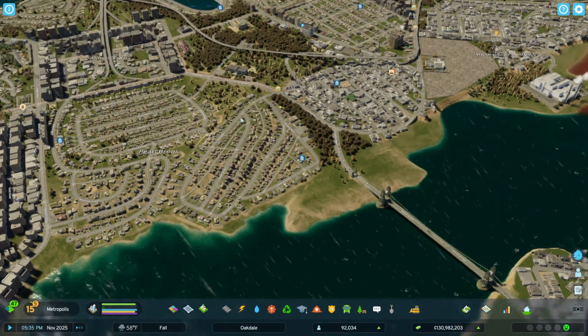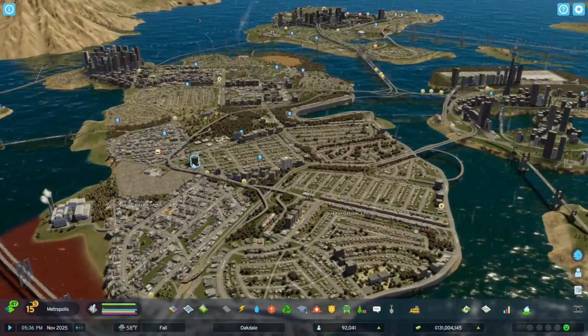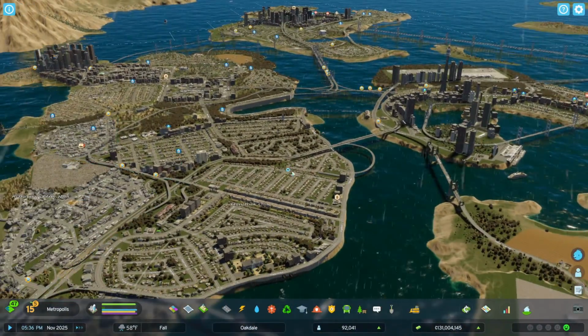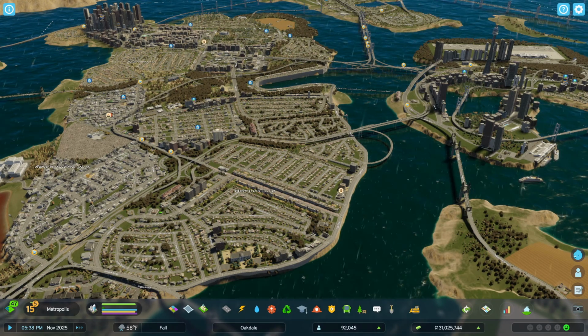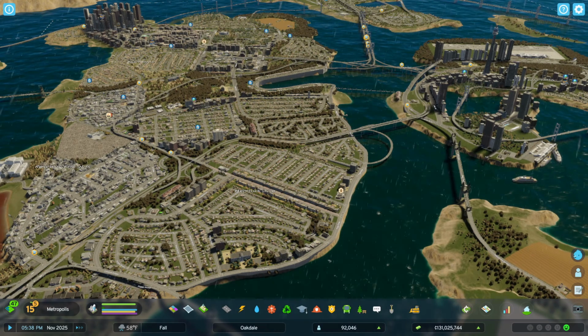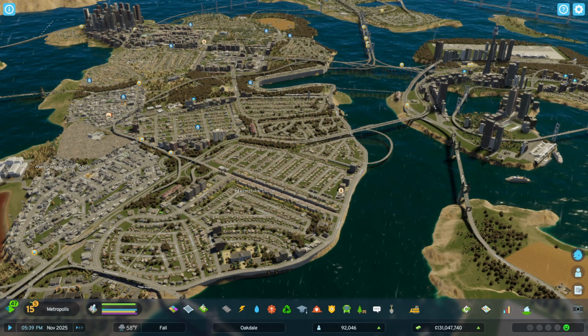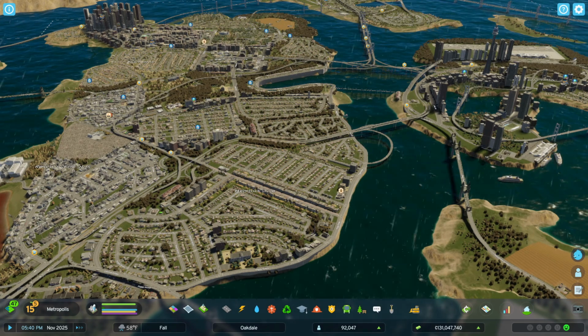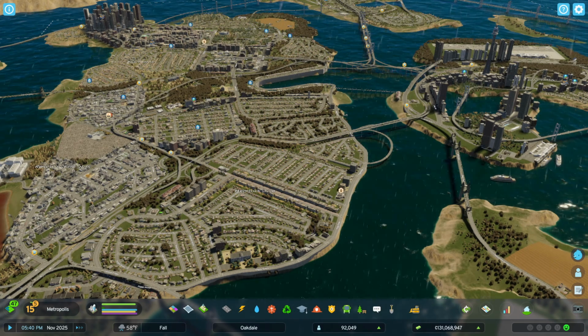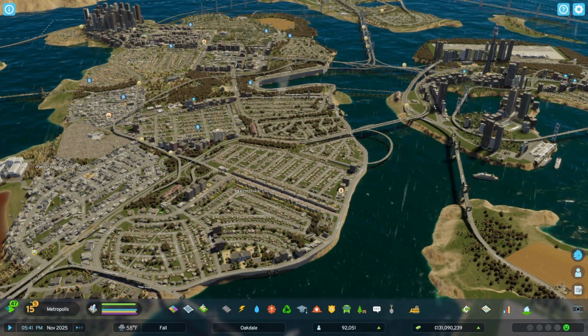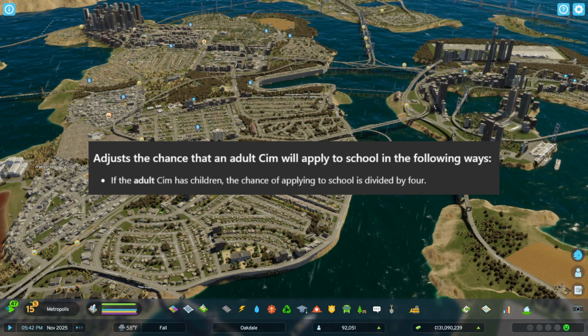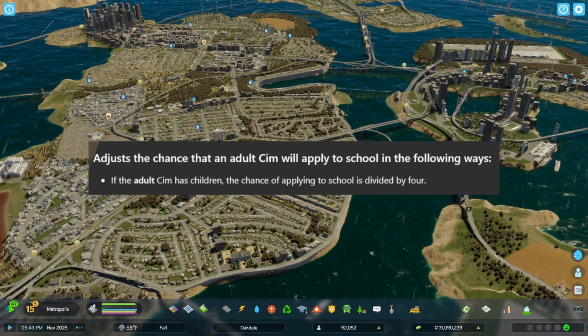And this sort of mod that I have going on here has a lot that it can give to us. So with me looking at this here, we do have the Sim Behavior Improvement mod, which I'll link down below in the description. What it's going to do is adjust the chance that an adult sim will apply to school in the following ways. If the adult sim has children, the chance of applying for school is divided by 4.